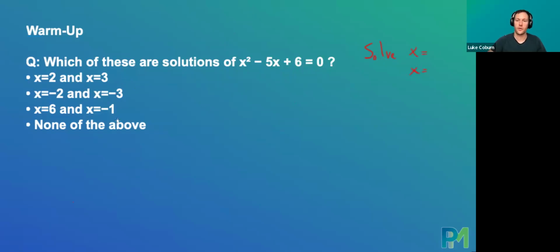Okay. So the question we have to look at is, these are the possibilities. If we solve this, x could be equal to 2 and x could be equal to 3. Or x could be equal to -2 and x could be equal to -3, or x could be equal to 6 and x could be equal to -1, or none of the above. So just have a moment, maybe have a think to yourself, just guess at one of these, something that might work here. And now we'll go ahead and solve it.